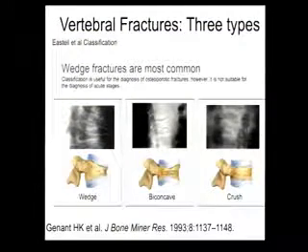Mostly the osteoporotic fractures are of three types. The most common type is the wedge fracture. The second is biconcave, where both the end plates get squeezed together, and then the third type is the crush fracture, where there is a general crushing of the whole vertebral body.